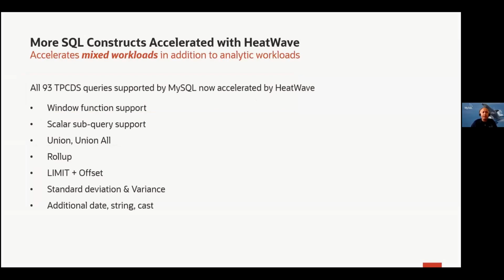So the first thing is that we have added a lot of new SQL constructs in the last few months. As a result, there are two things which happen. The first one is that for analytic workloads, we are now able to offload all the 93 TPC-DS queries which are supported by MySQL. So in the past, we have talked about TPCH workloads, and that's something we have been supporting from the time we went GA.